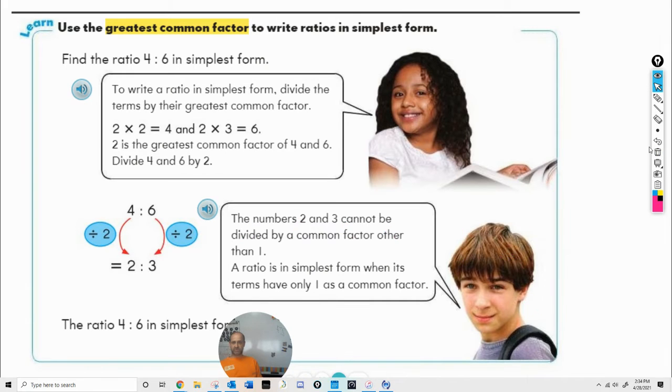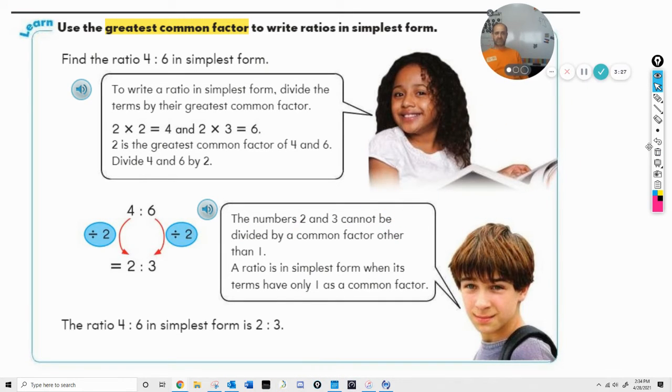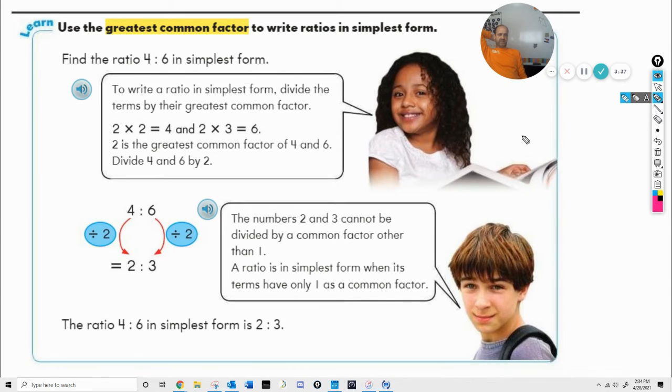Oh, words. It talks about using the greatest common factor to write ratios in simplest form. That means find the largest number you could divide both terms by. When we did that last one, we had 6 and 12. They initially divided each one by 2 and brought it down to 3 and 6. But instead of 2, you could also divide by 3. 6 divided by 3 is 2, and 12 divided by 3 is 4. Or you could divide each one by 6, and that's how you get 1 to 2.